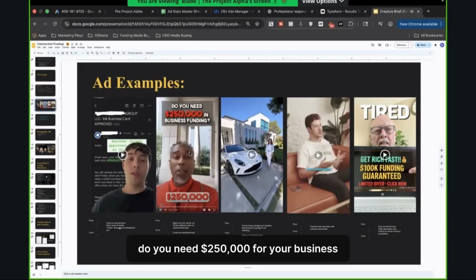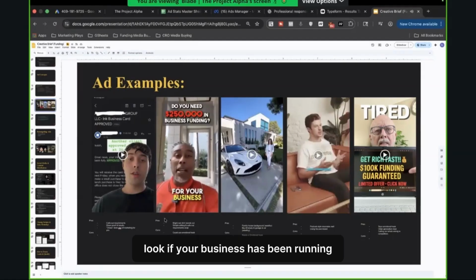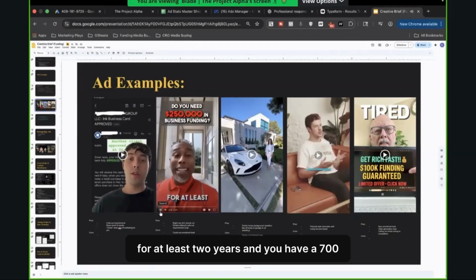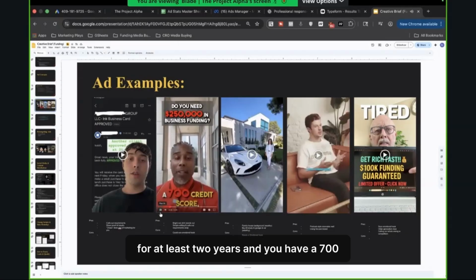Do you need $250,000 for your business? Look, if your business has been running for at least 2 years and you have a 700. So again, very, very beginning, he calls out the requirements. If you have at least a 700 credit score and your business has been active for the past year or 2 over here, he calls them out directly. A couple other things that he does very, very well: bright red shirt and the headline, boom, right over there at 250K in funding. Very, very obvious, stands out, grabs attention, and it's a very, very simple ad.